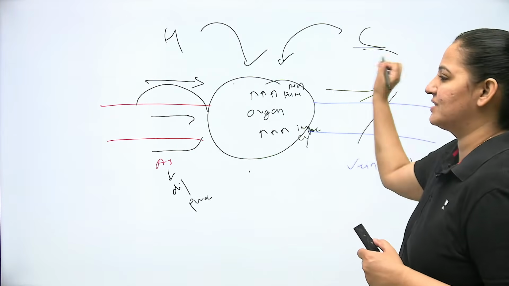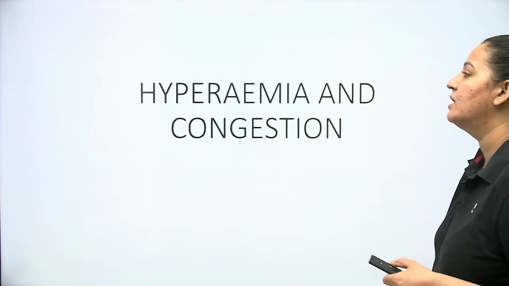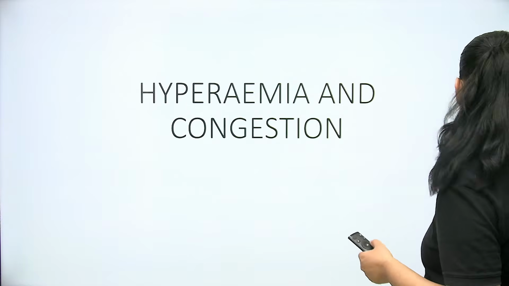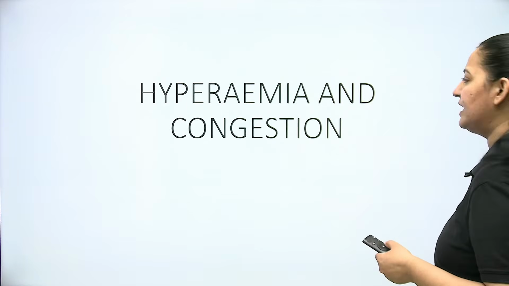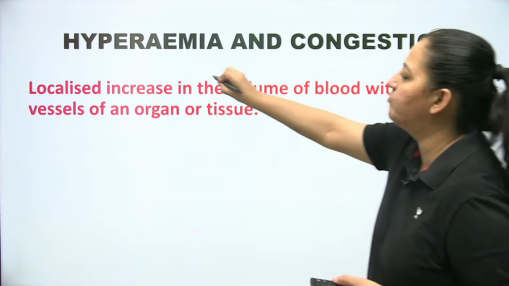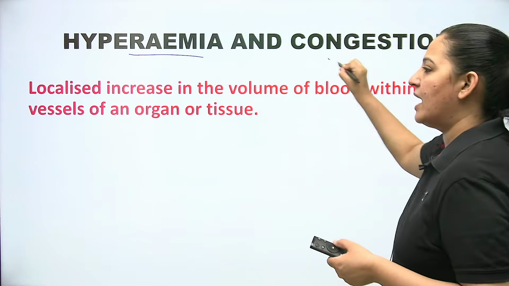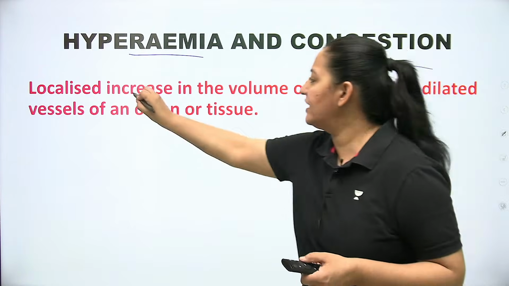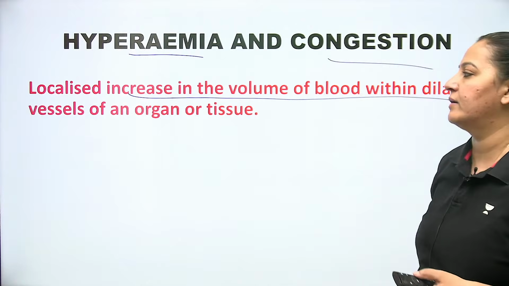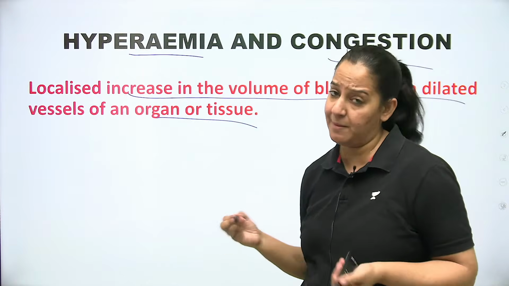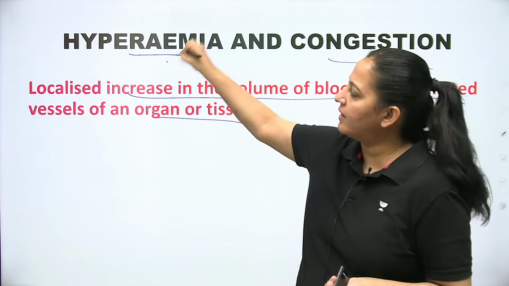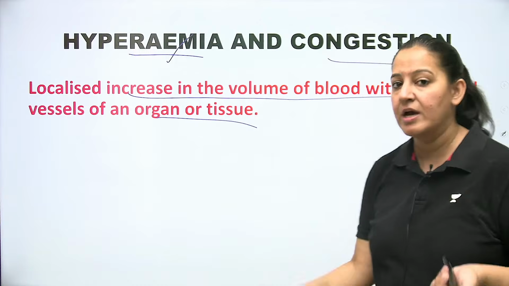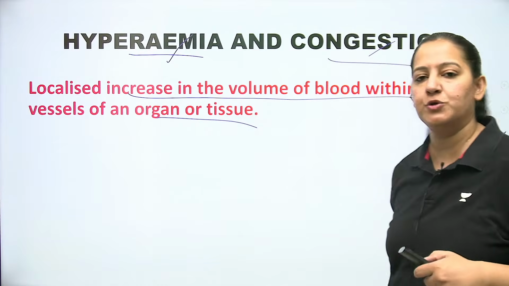In your syllabus congestion is there. For hyperemia, only the definition is sufficient. So you got the definitions of hyperemia and congestion, everybody. What is hyperemia and congestion? The definition of both of them, hyperemia as well as congestion: increased blood volume inside the organ. It can be pure, it can be impure. If it is pure, it is hyperemia. It is due to arterial dilatation. If it is impure, it is congestion, it is due to venous obstruction.